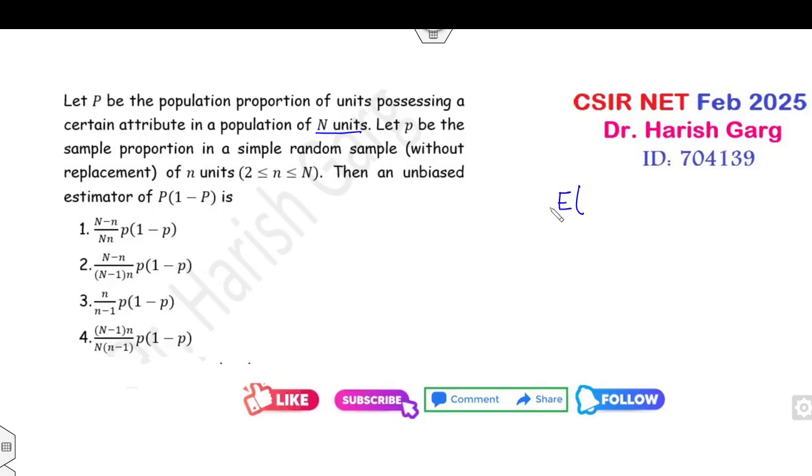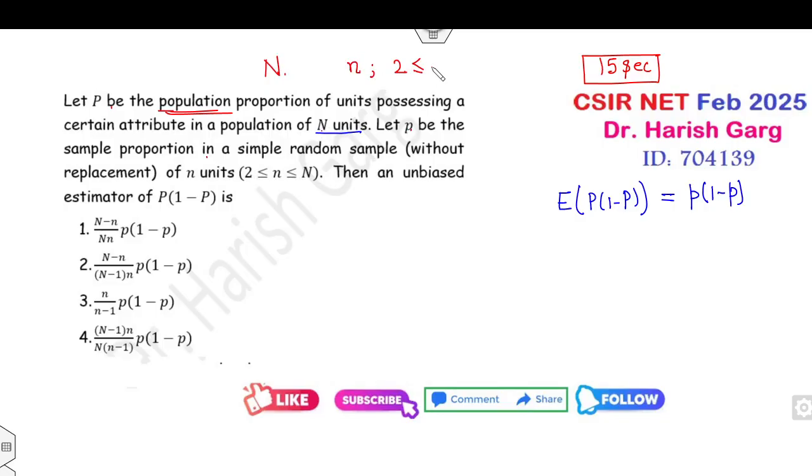If you calculate the mean of this part, that must be small p into 1 minus p. That's your target. Very simple question. You can get your answer in 15 seconds. How? Read the statement once more carefully. The answer is given in the statement. P is the population proportion with capital N units. Small p is the sample proportion with n units, and the value of n lies between the given bounds. Because the equality appears, I can simply choose small n as capital N. And then we will see whether this condition is satisfied or not.